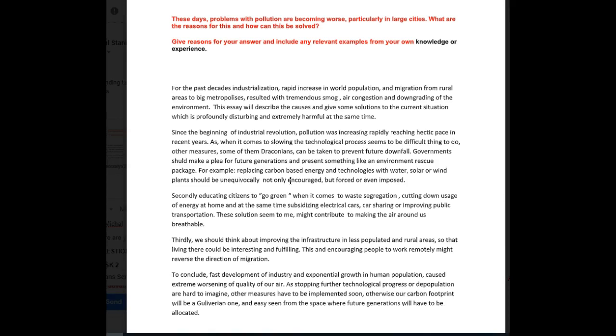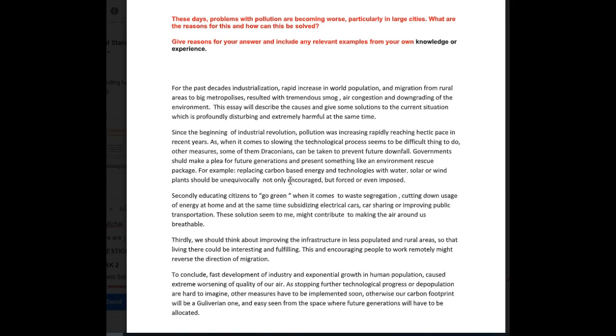Secondly, educating citizens to go green when it comes to waste segregation, cutting down usage of energy at home, and at the same time subsidizing electric cars, car sharing, or improving public transportation. These methods seem to me might contribute to making the air around us breathable. Tell me how. How does this help? Why do you think this would solve our problem? Okay, you have to support your argument.